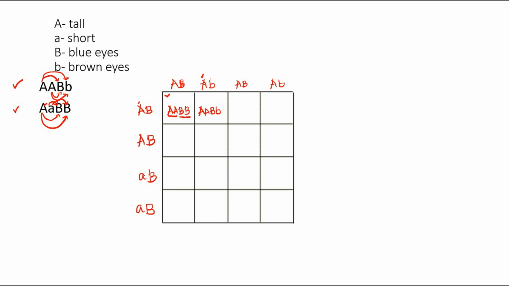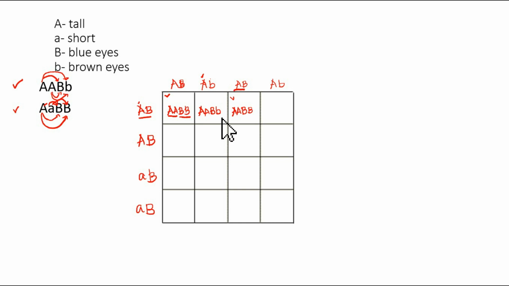Okay, so I hope you can follow. Next, for this box, we are going to use this genotype or alleles and this allele. So that will be dominant A, dominant A, dominant B, dominant B. Okay, let's go back to the second box.